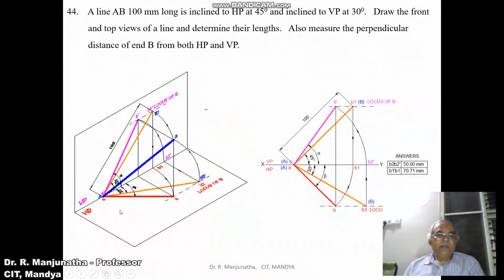Similarly, you know the top view line, because of the presence of the top view true length, the locus of B will be here. With A as center, taking the radius of AB1, draw an arc which cuts the locus of B in the top view here, then join A to B with a dark line.